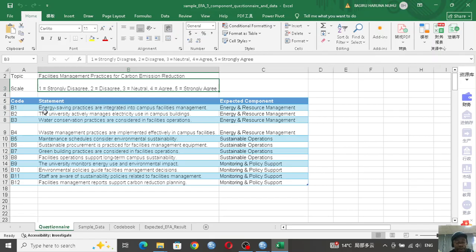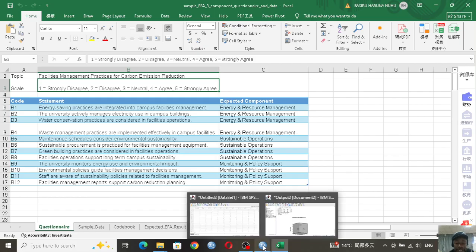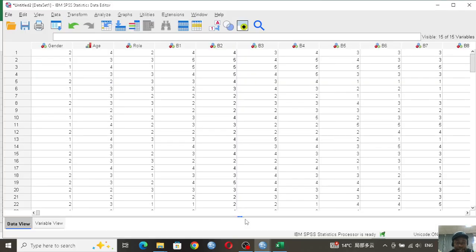So when I go to SPSS to analyze it, I wouldn't be writing these long statements. I will be using these codes. But you can pause the video and check what each and every one of them represents. I will also leave it in the description section so that you can take it and practice along. So now this is the data. I have the data here in SPSS. So how do we do it?